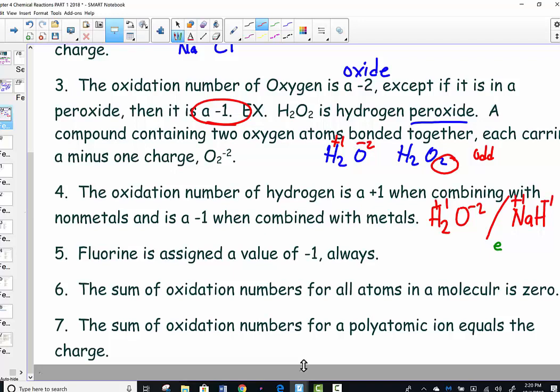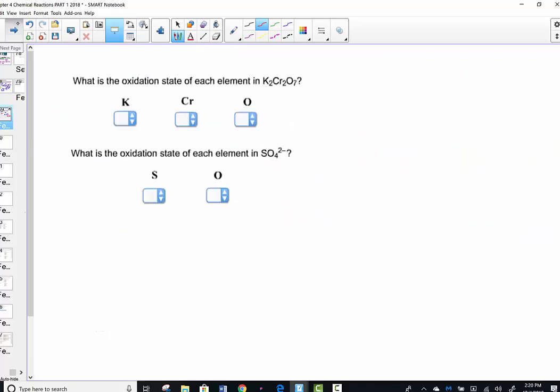Let's practice, and I pulled some Sapling questions. I'm going to practice these 7 rules. And I don't care if you memorize the 7 rules, the more you use them, the more natural they'll become. Here is a problem from Sapling. It says, let's assign the oxidation state of each element found in potassium dichromate. That formula is K2Cr2O7. Let's focus on that one first. Potassium dichromate. I'm going to write that larger so I can work through and process with you.